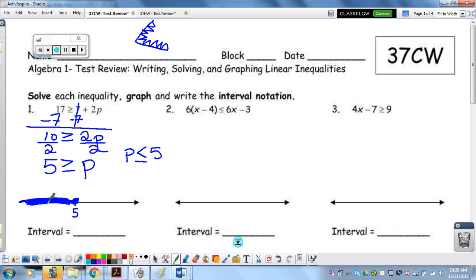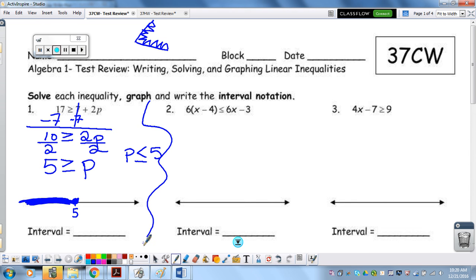Also, a cool little trick is, if your variable is on the left-hand side, that means that you can shade to where the little inequality symbol is pointed to. It's pointing to the left, so that's why we can shade to the left. This is only true if your variable is on the left-hand side.